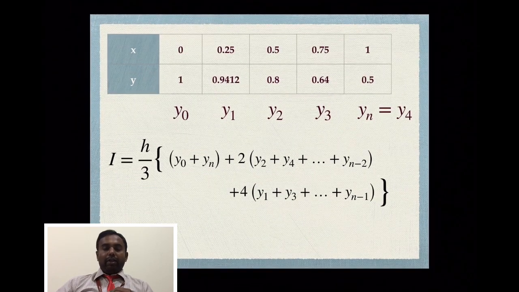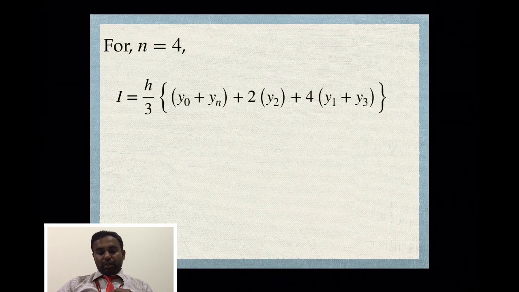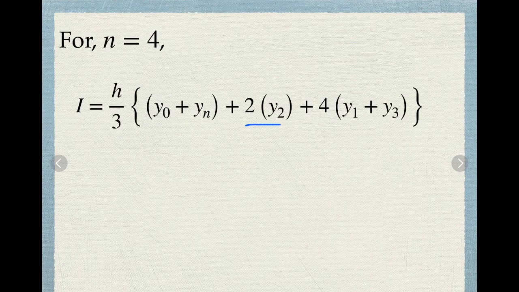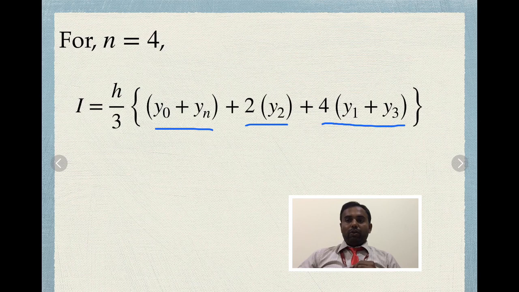So, the moment you remember the formula, it's a very simple problem, because we will rewrite the Simpson's 1/3 rule for n is equal to 4. Now what happens? As you know, in the second term you are having only y2. In the last term it is 4 into y1 plus y3. Of course, in the first term you have y0 plus yn.